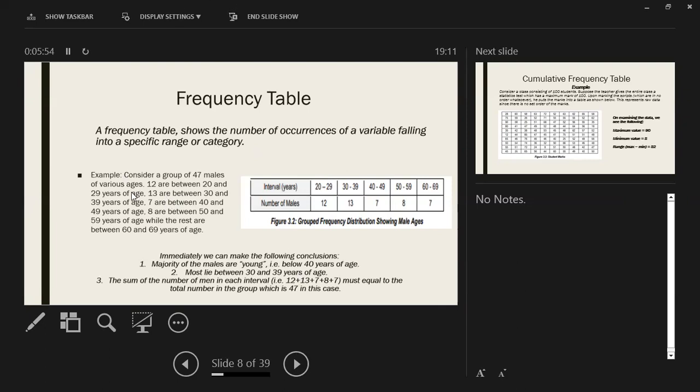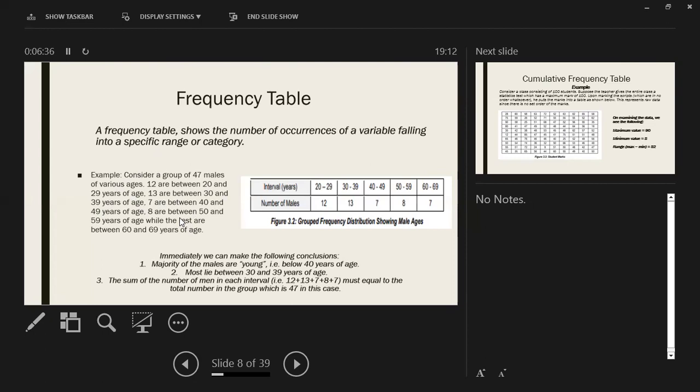So consider a group of 47 males, right, of various ages. So 12 are between 20 to 29 years of age, 13 are between 30 to 39 years of age, 7 are between 40 to 49 years of age, 8 are between 50 and 59 years of age, while the rest are 60 to 69 years. So now what we want to do is put this information in a table. Remember, these men are being grouped according to the number of years that they fall into. So a man whose age falls into 20 to 29, you put in that group.